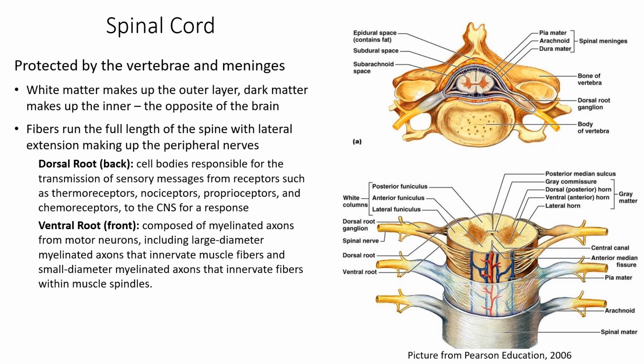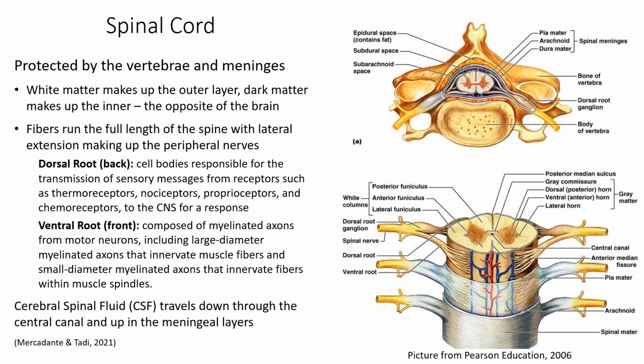Now, the ventral root, being the front, is composed of myelinated axons from motor neurons, including large diameter myelinated axons that innervate muscle fibers and small diameter myelinated axons that innervate fibers within muscle spindles. The dorsal root and the ventral root both exit between each vertebral segment, and again, they have lateral projections.